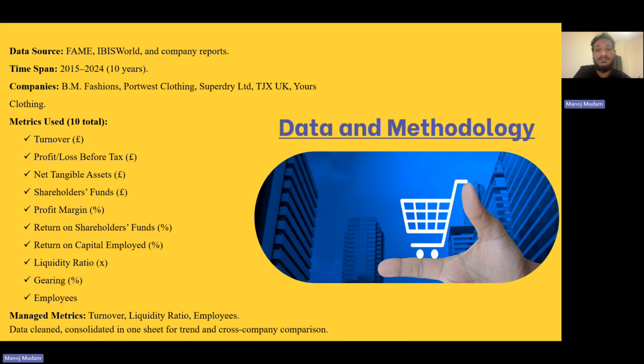data and methodology. UK clothing retail. The data is a blend of credible sources including IBIS World and financial statements of the companies. It represents 10 years of performance statistics between 2015 and 2024, and it has five large clothing retailers and 10 business measures, well selected, including profitability, efficiency, and the scale of operations.